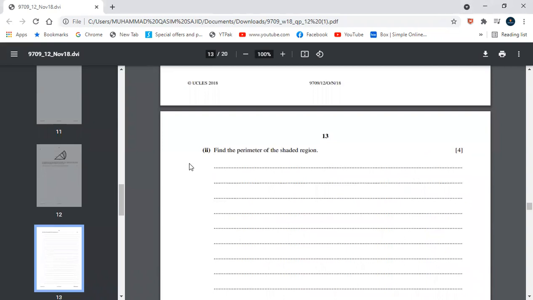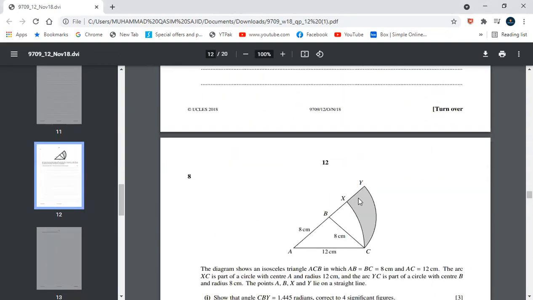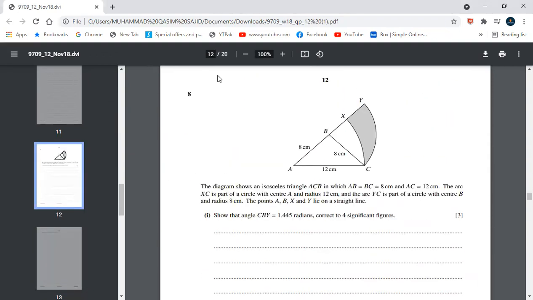Find the perimeter. So how to find the perimeter of the shaded region? The shaded region is this one. First we have to find the arc CY. As we know, the arc is s equals r theta. So r is 8, and the theta we found equals 1.445 radian.